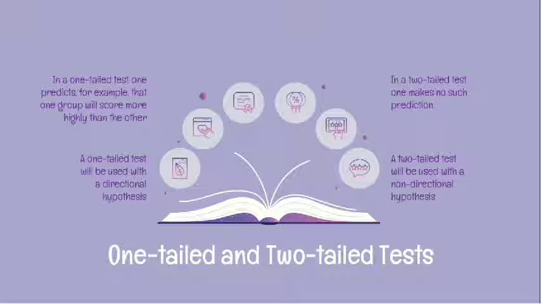Next, one-tail and two-tail tests. In a one-tail test, one predicts, for example, that one group will score more highly than the other. A one-tail test will be used with a directional hypothesis. The second one is two-tail test. In a two-tail test, one makes no such prediction. And a two-tail test will be used with a non-directional hypothesis.